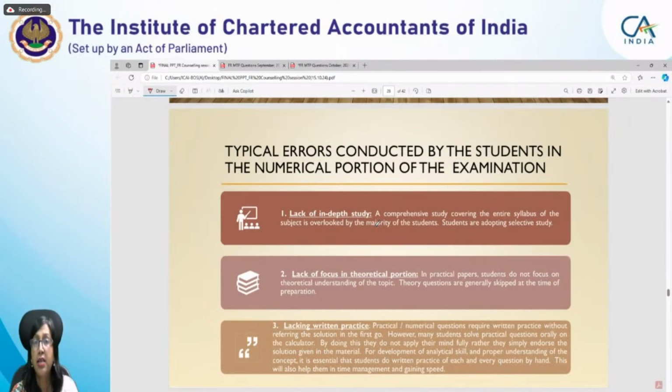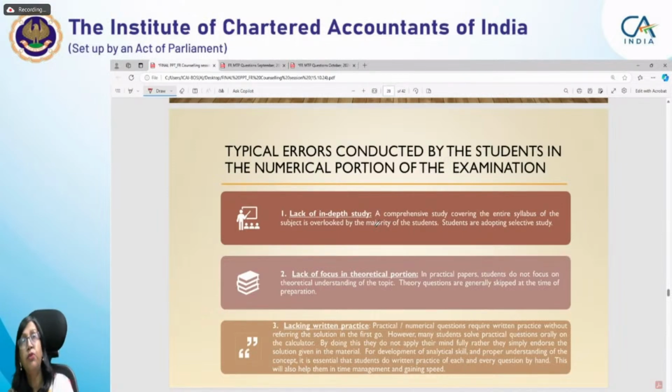Like a student asked, do we have to give the explanation along with computation? If marks allow you to do that, or if the requirement part of the question mentions explain or comment, then yes, you have to give the theory. Students generally miss that part also. So that is what examiners have observed, that they are lacking in theoretical question answers. Okay. Achha, lack of written practice.